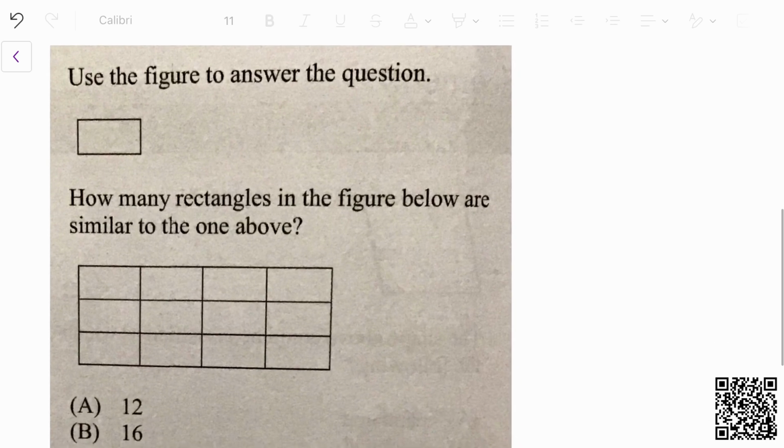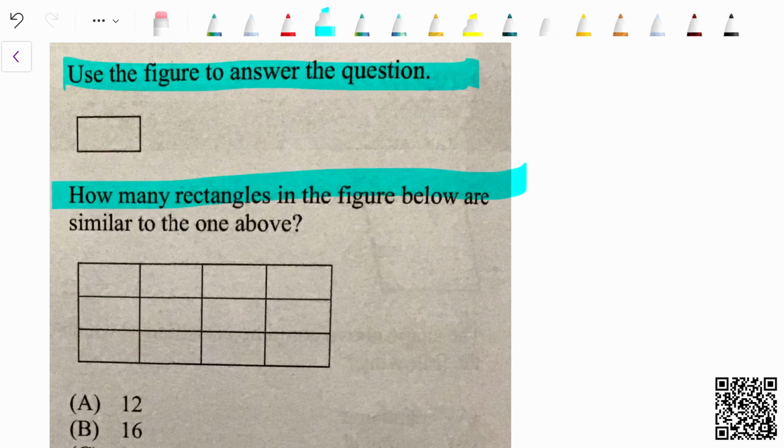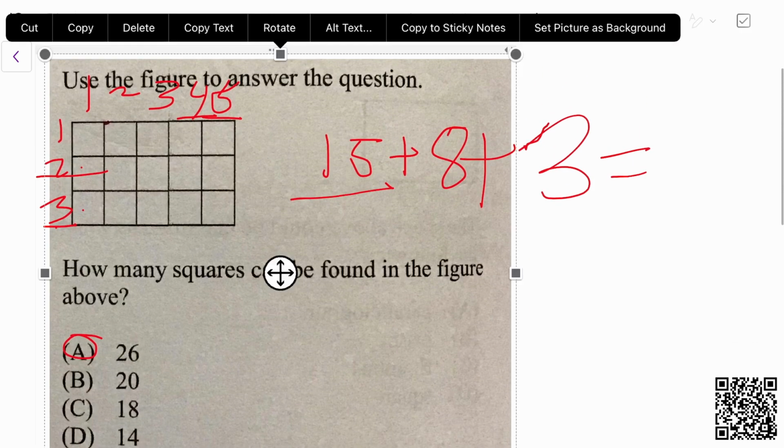So moving on to the next one. This one kind of follows the same logic. Use the figure to answer the question. How many rectangles in the figure below are similar to the ones above? Basically this thing. So there is actually a solving method for how many rectangles of any kind are in this shape, but these are looking for the similar ones. So instead of using that one, which I'll talk about in a later video, we're going to use the same one we used for number 1 here, good old number 1.